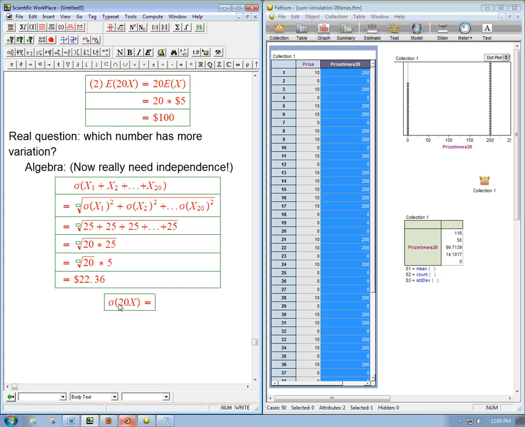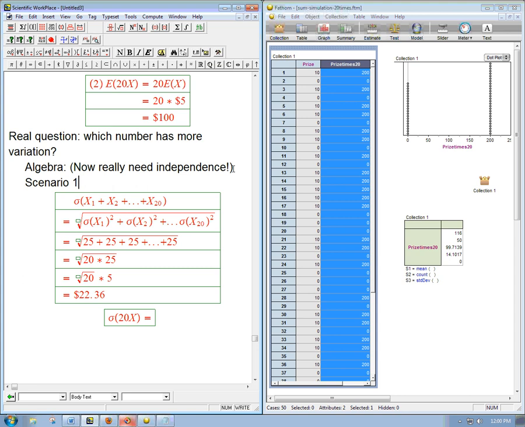Okay. Now, what if I did the fake? Let me just make it clear: this was scenario 1, and scenario 2 was where I played it once and then faked it by multiplying by 20. Well, here the rule is much simpler. If I have a certain random variable and I multiply by 20 right before I report it, I just multiply the spread, the standard deviation, by 20. That's easy. That's 20 times $5, and of course that's $100. That's a lot more variation.